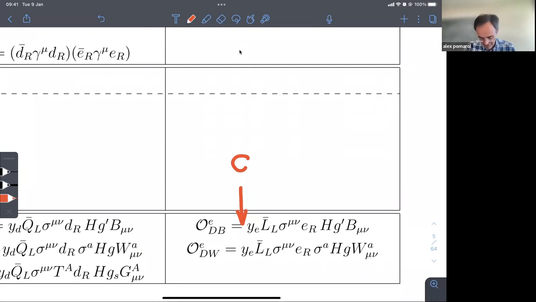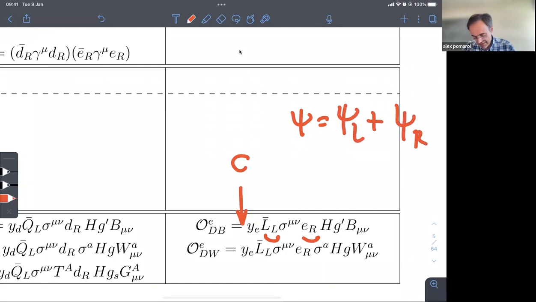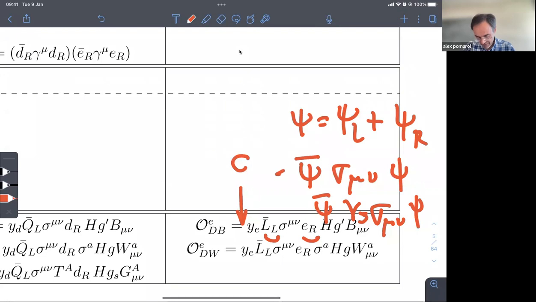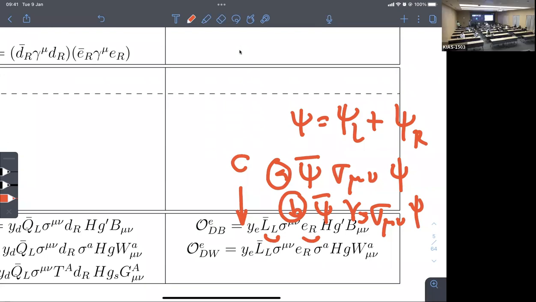So when I write this in Dirac notation, psi is the same. You see here are different fields: this is the left and this is the right, two different fields that transform differently in the standard model. If I go to the Dirac notation, I write psi left plus psi right. And now you are right that I have psi bar sigma mu nu psi, and psi bar gamma 5 sigma mu nu psi. This is the magnetic dipole, and this is the electric dipole. You are right. Thank you so much.